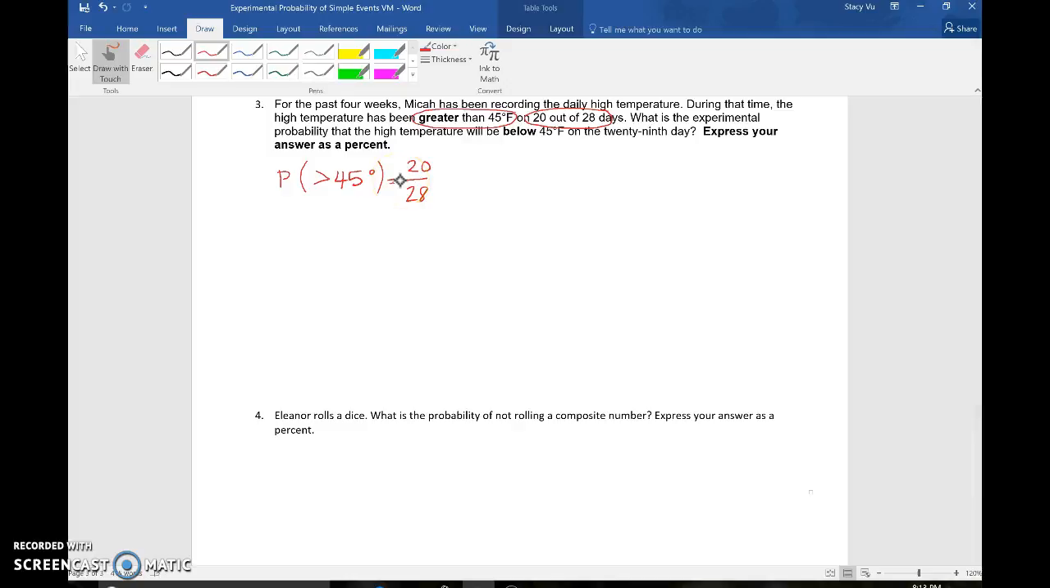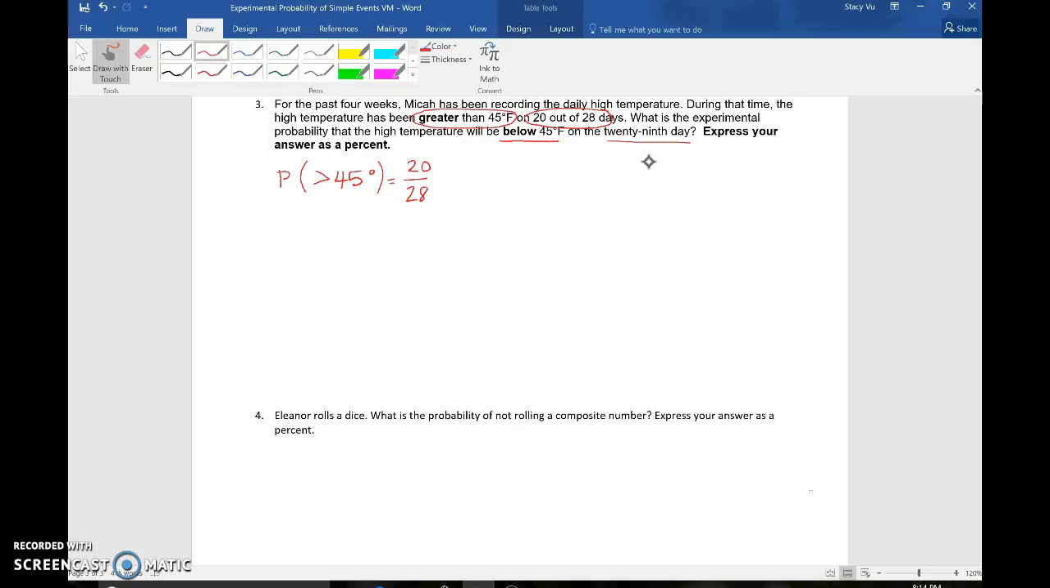Okay, so what is the experimental probability that the high temperature will be below 45 degrees on the 29th day? Okay, so if 20 days out of 28 days it was above 45, what is the probability that it's below 45? So they gave us the probability, and they're essentially asking for the complement, right? They're asking for how many are not included in this situation. So it's either going to be above or below. And I know some of you may say, well, it could be equal to 45, but in this case, we're just going to focus on either greater than or below 45 degrees.